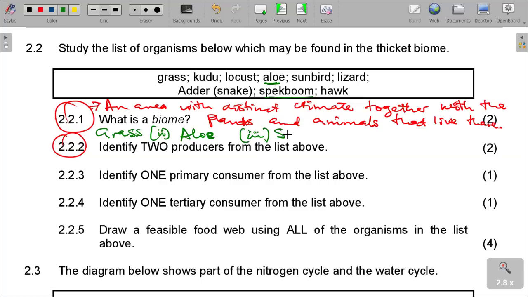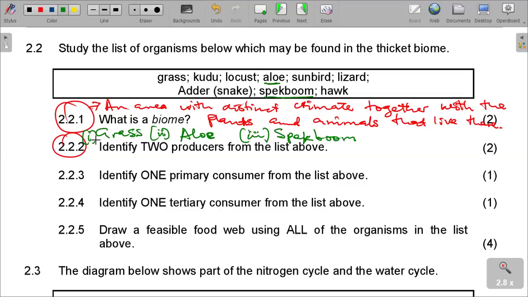The spec boom. So these are the different producers that are in our case of the question here: the grassy, the aloe, and also the spec boom. They can be different producers that we can find from the list that we are given in this case.